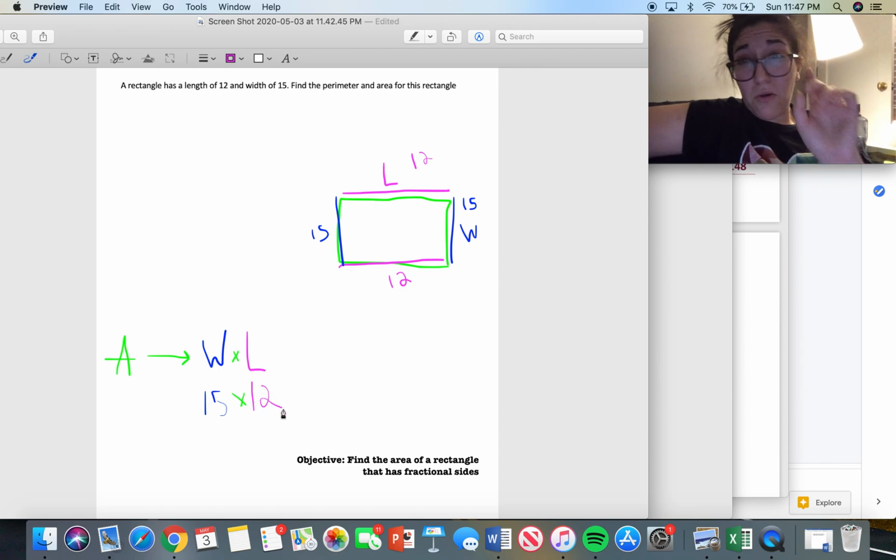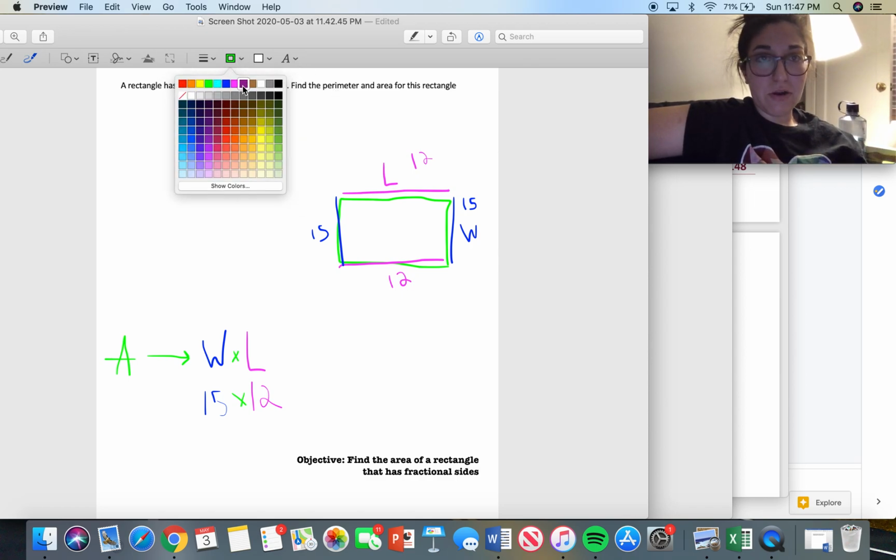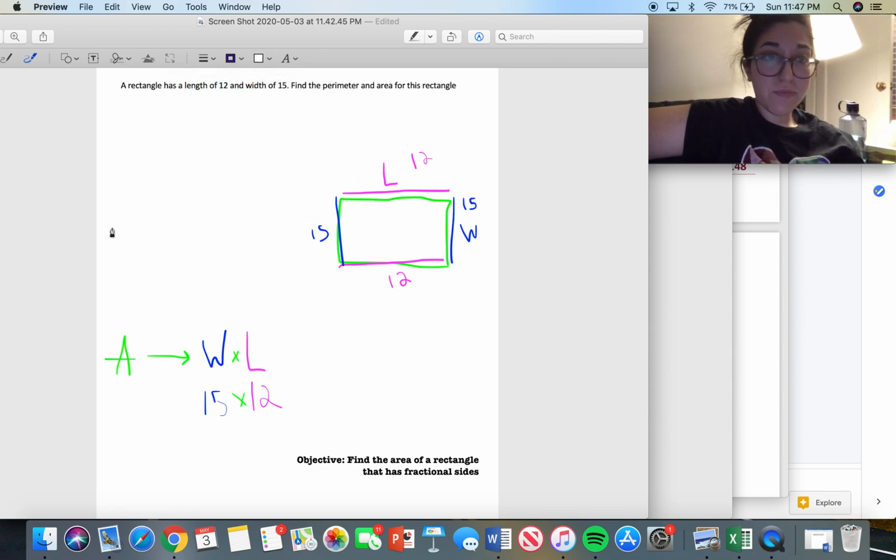I actually want to put a hold on that for just a second and move on to the other side of this question. If you read all the way through this question, it said a rectangle has a length of 12 and a width of 15. Find the perimeter and the area. So we figured out how to find the area. How do we find the perimeter?